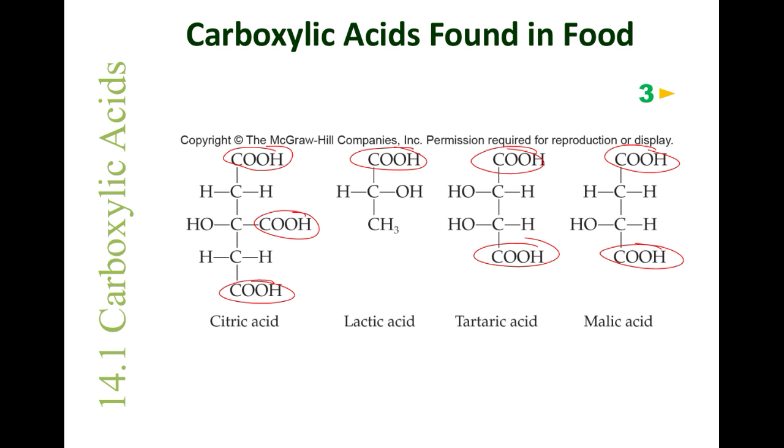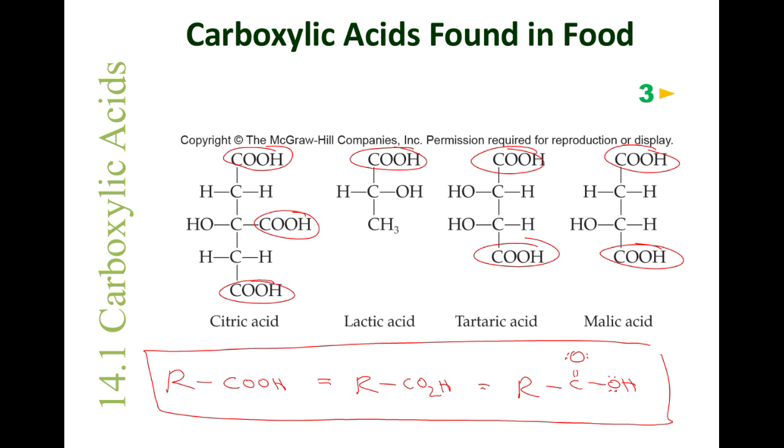Also, I should point out that whenever you see the condensed structure written like RCOOH, it's the same thing as saying RCO2H. It's just condensing it further, okay? And if you were to draw it as a Lewis structure, it would be the same thing as drawing this. So all three of these mean the exact same thing. They're just different ways of representing the same thing. They're all identical.